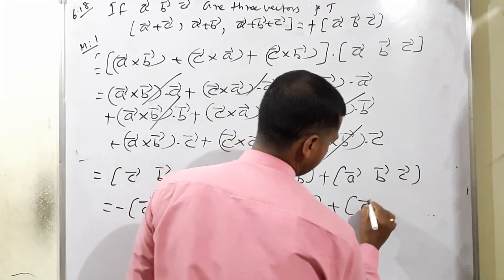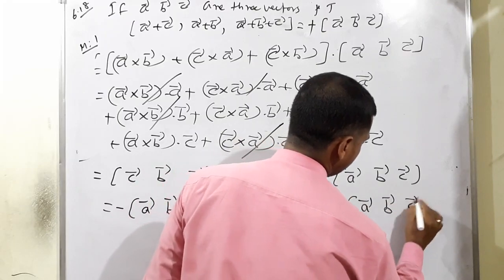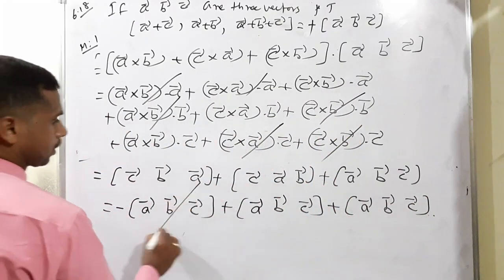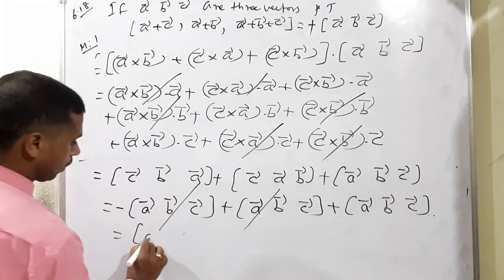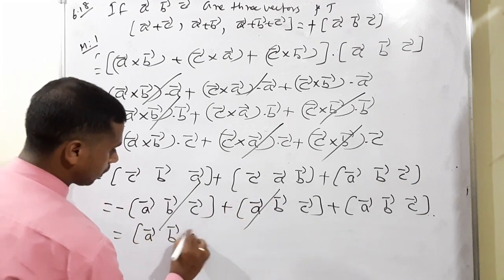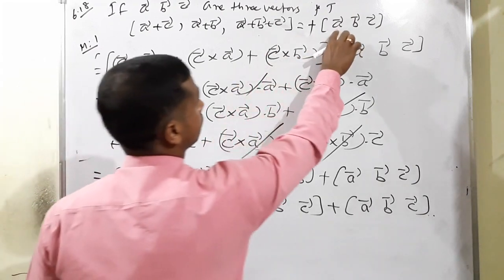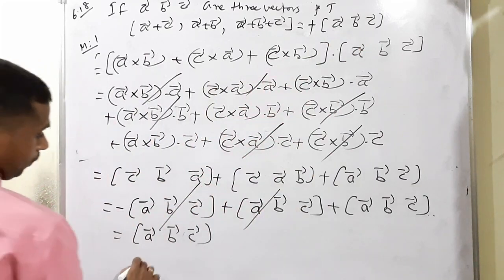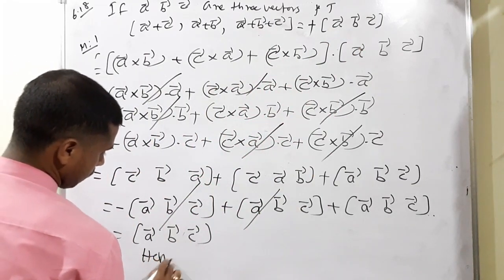Third term as it is: box product of A vector, B vector, C vector. This is cancel, no? So therefore A vector, B vector, C vector one is. This is our right hand side value. Therefore, we can write it hence.